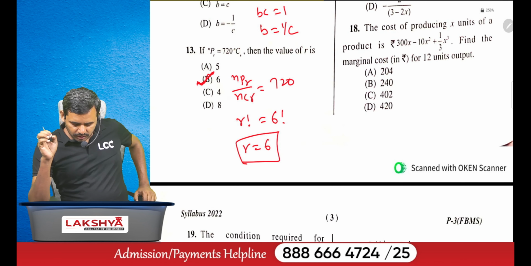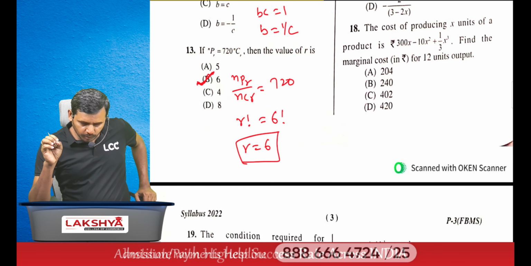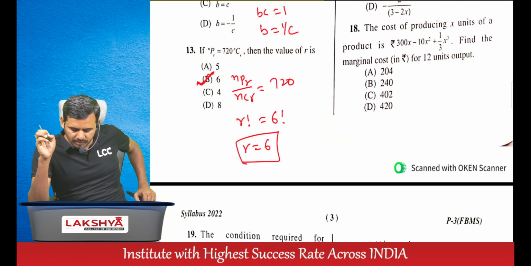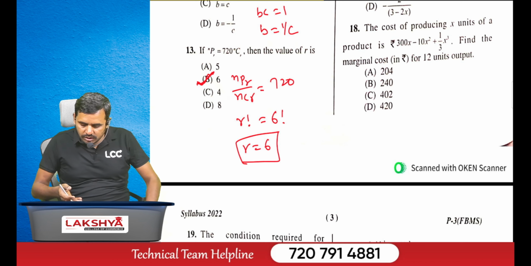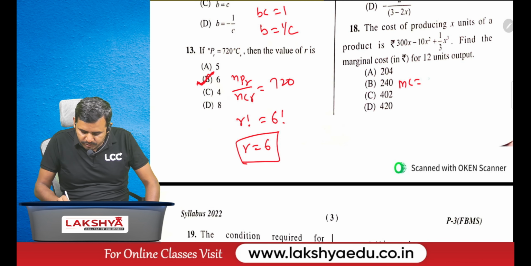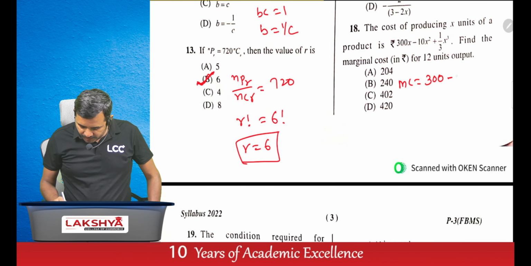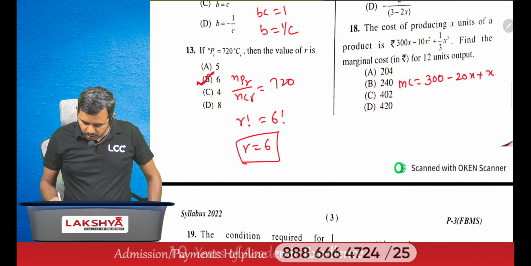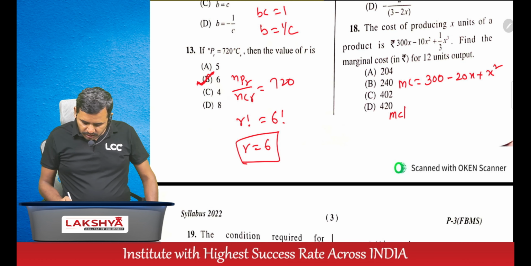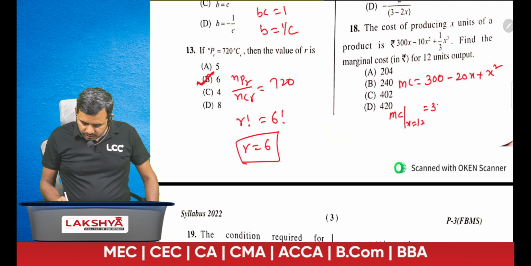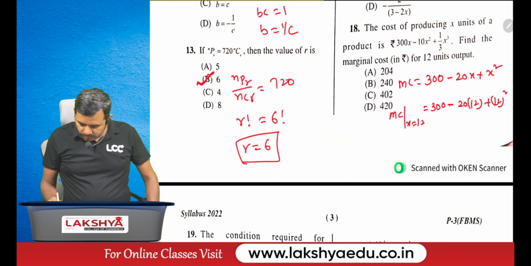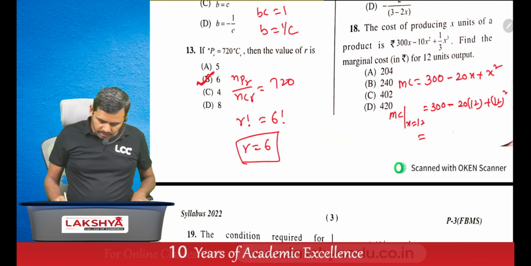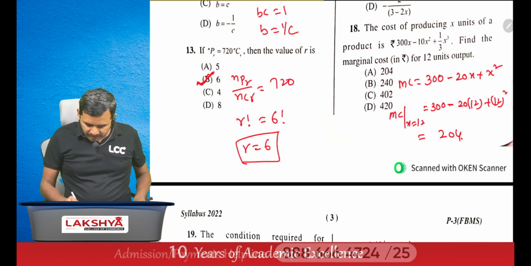Next, 18. The cost of producing x units of the product is 300x minus 10x square plus x cube by 3. Find the marginal cost. Marginal cost means the derivative of the total cost. See, marginal cost MC is equal to the derivative, that is 300 minus 20x plus 3x square, the 3 gets cancelled. Marginal cost at x equal to 12 units is 300 minus 20 into 12 plus 12 square. While simplifying this expression, we get 204. Hence, the right answer is A.